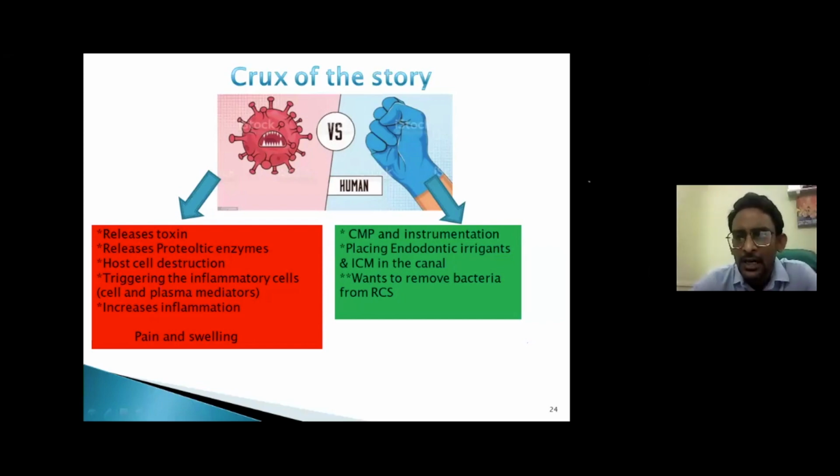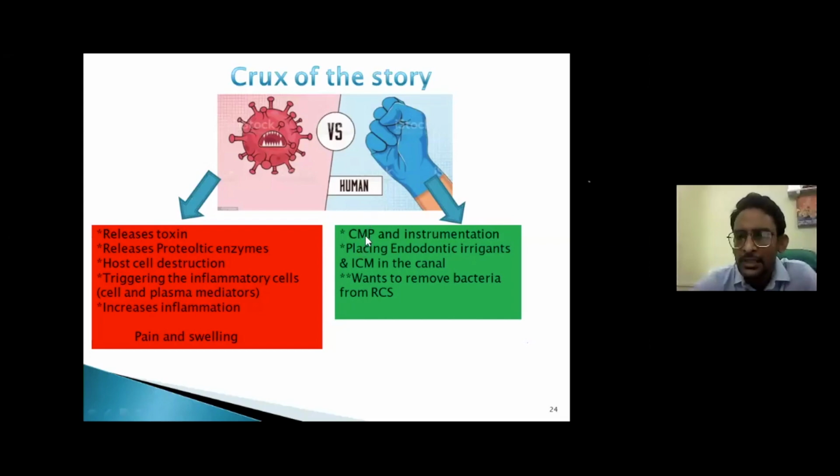Obviously, the answer is you will retaliate. You will protest. Same story goes here. The crux of the story is when, as a human, we want to remove the bacteria from the root canal space so that there won't be any pain or inflammation or flare-up. How do we do this? We will do root canal opening, access opening.